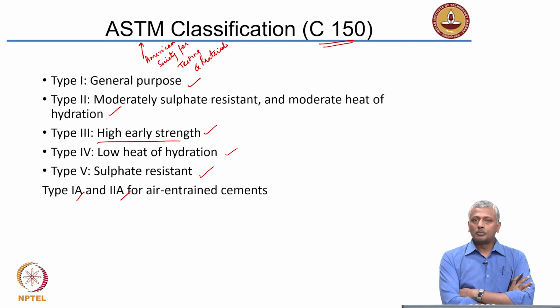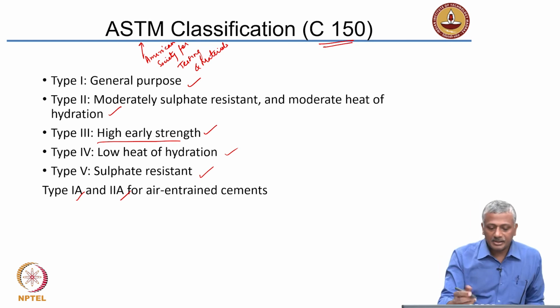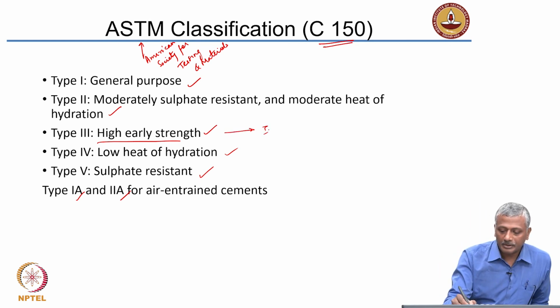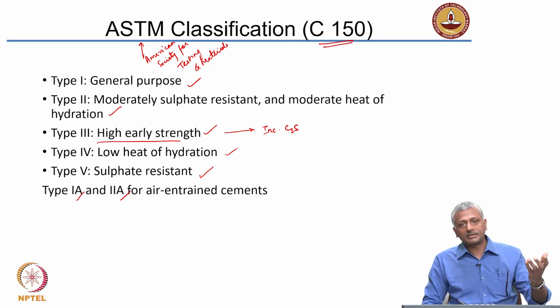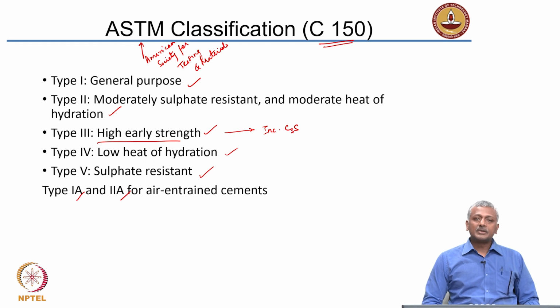We already talked about two possible ways. One is increasing the C3S content, right? As I told you, C3S is responsible for early strength. The more the C3S, the greater will be the early strength. Okay. So where do you need high early strength cement? Supposing you want to very quickly build something, you can use high early strength cement.